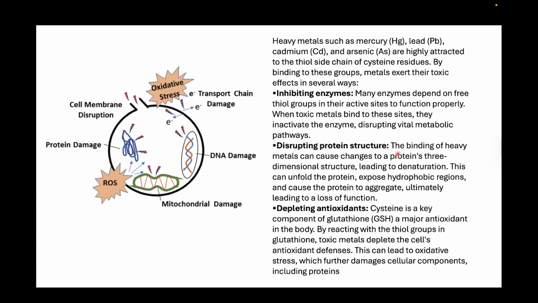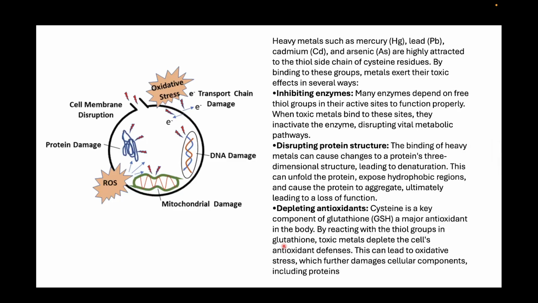Disruption of protein structure. The binding of heavy metals can cause a protein's three-dimensional structure to collapse, leading to denaturation. This can unfold the protein, expose hydrophobic regions, and cause the protein to aggregate, ultimately leading to loss of function of the protein.